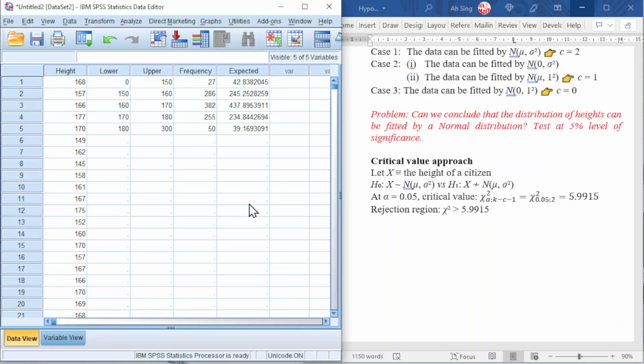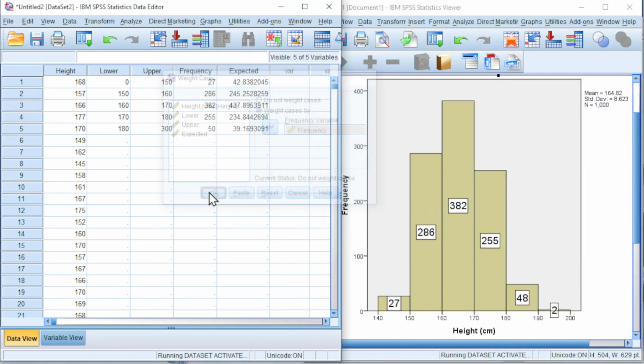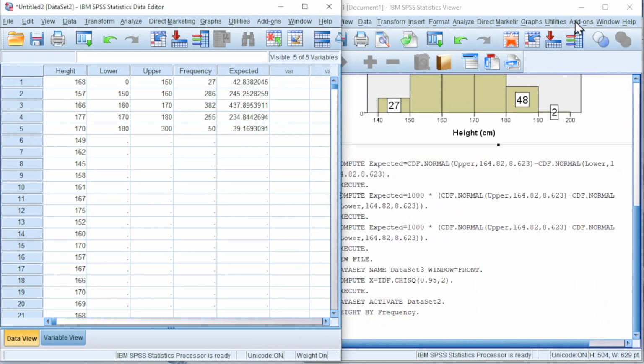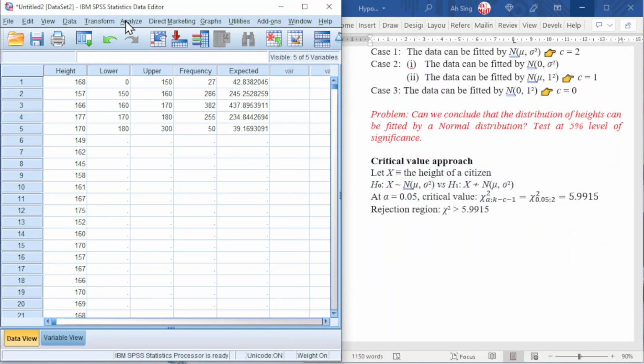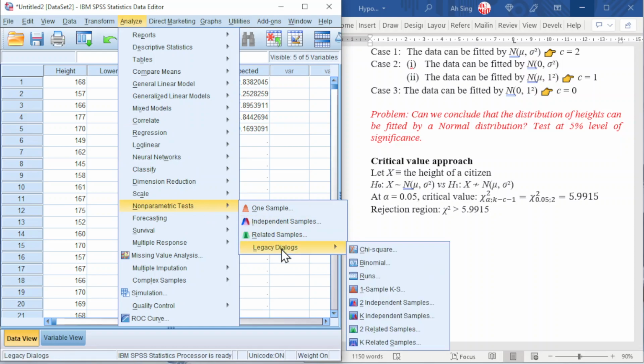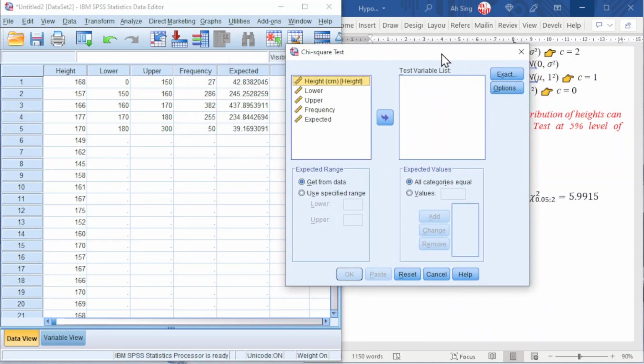Now let's proceed to the test. Click on data, weight cases, and we should weight by frequency. Click on OK, all the classes should be weighted by frequency. Now let's proceed to the test: analyze, non-parametric tests, legacy dialogs, chi-square. Move the variable of interest to the test variable list. Our intention is to test the height.